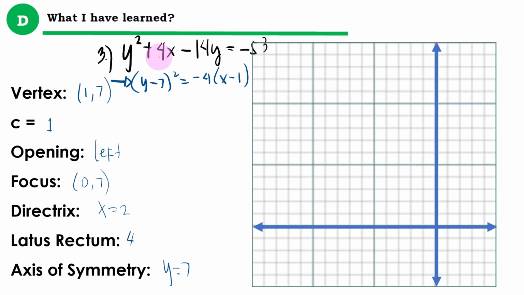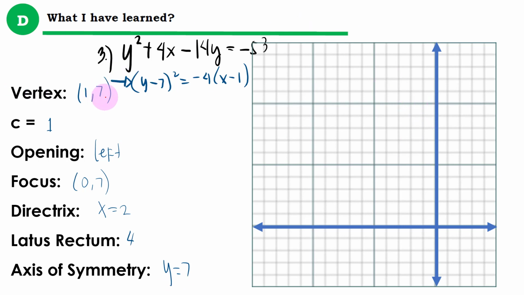Another one, we have y squared plus 4x minus 14y equals negative 53. If we convert this, we need to convert it to standard form so we can identify the other elements. So, when we convert it, it will become (y minus 7) squared equals negative 4 times (x minus 1). So, our vertex is (1, 7). Our c is 1. Our opening is to the left. Our focus is (0, 7). Directrix x equals 2. Latus rectum is 4. Axis of symmetry, y equals 7. Okay, so let's plot it.